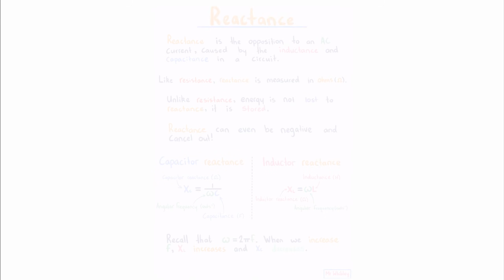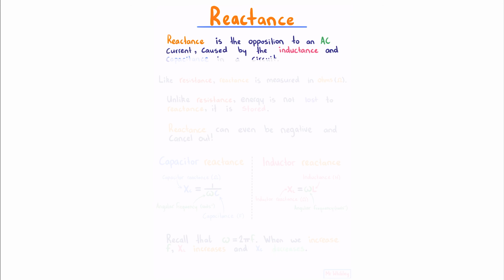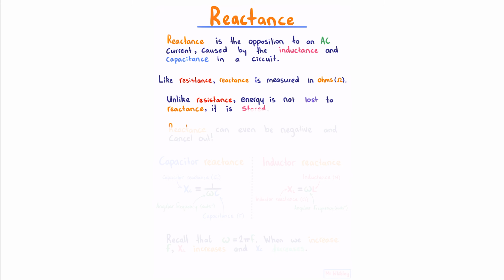Reactance. Reactance is the opposition to an AC current caused by the inductance and capacitance in a circuit. Like resistance, reactance is measured in ohms. Unlike resistance, energy is not lost to reactance, rather it is always stored, much like we'd store energy in a spring. Furthermore, reactance can even be negative and also cancel out.